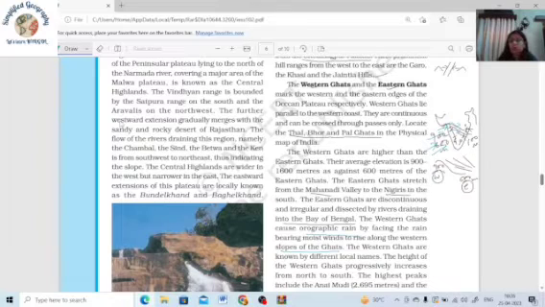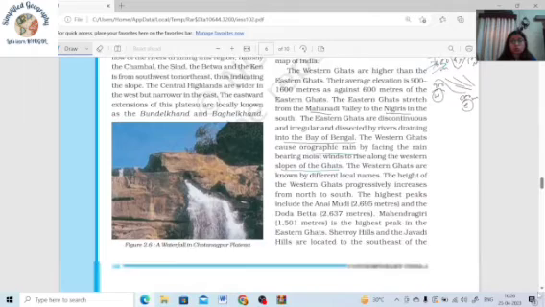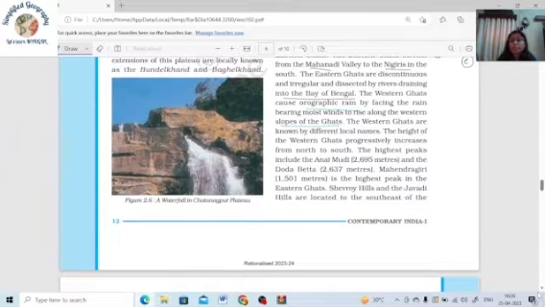Alright, so moving on, the Western Ghats are known by different local names. The height of the Western Ghats progressively increases from north to south. The highest peaks include Anaimudi, which is 2,695 meters, and Doda Betta, 2,637 meters. Mahendragiri, 1,500 meters, is the highest peak of the Eastern Ghats.